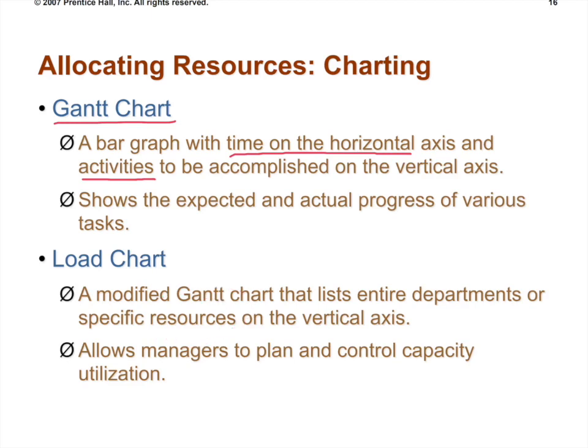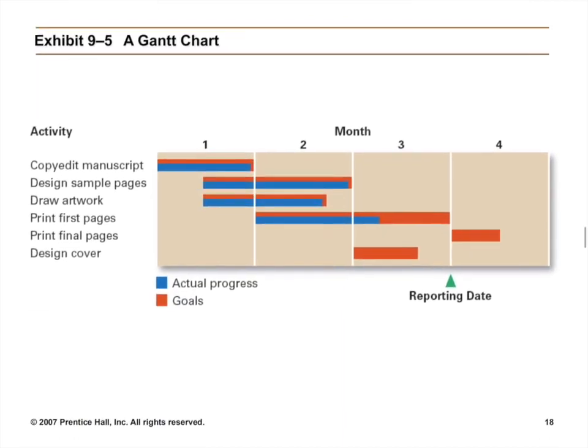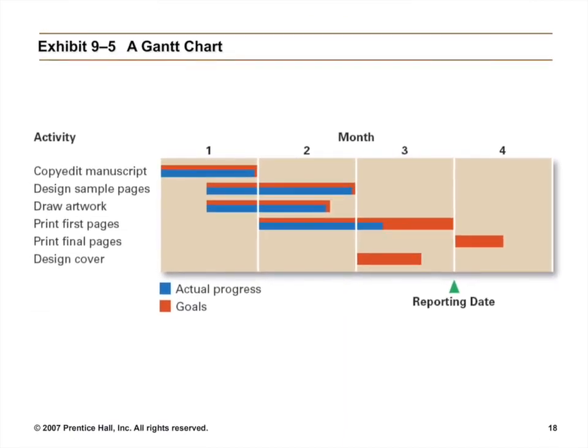So using the load chart, a manager can plan and control capacity utilization. To control capacity utilization, the manager has to use the load chart, not the Gantt chart. The Gantt chart is just to show the expected and actual progress of the varying tasks or activities. You know about this, the time schedule. I think you always use the statement about a time schedule. Yes, that is the Gantt chart.